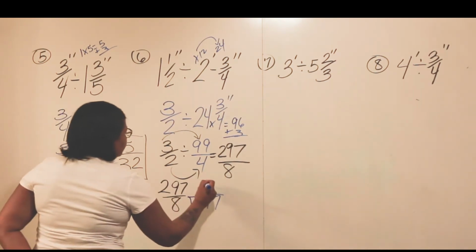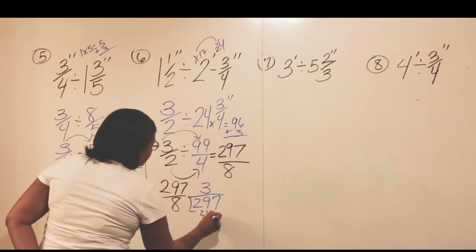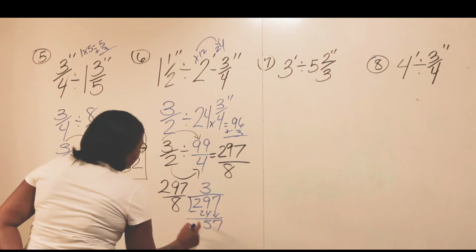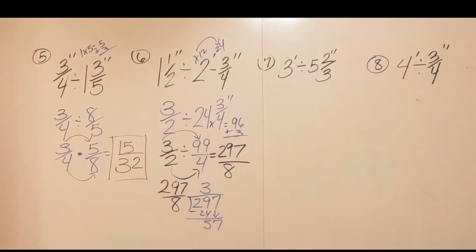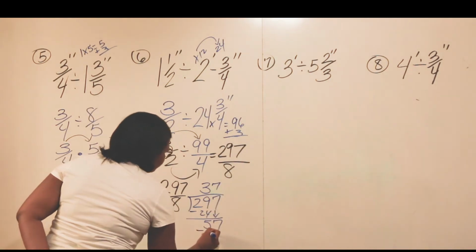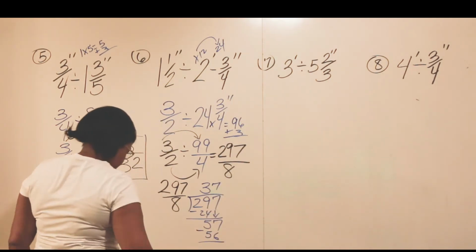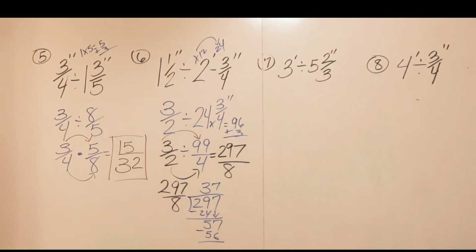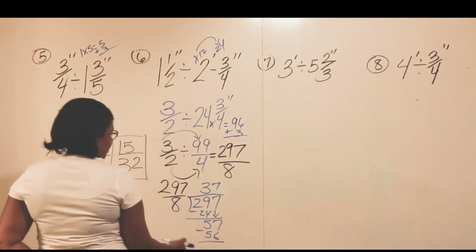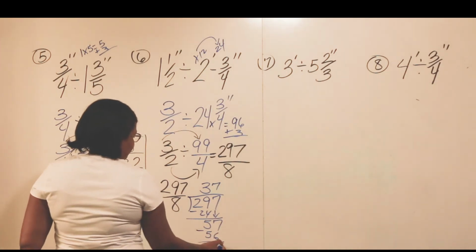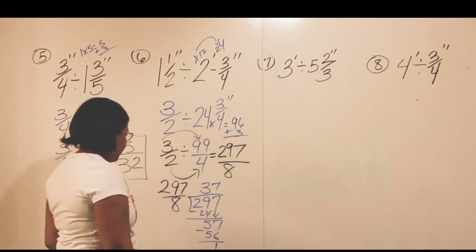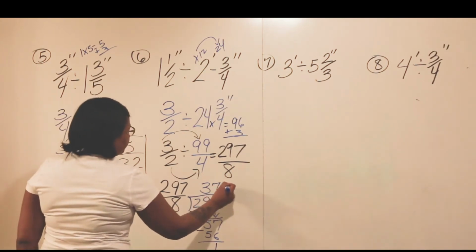3 times. So we subtract 24, which leaves us with 5. If we drop that 7, because 8 can't go into 5, 8 goes into 57 7 times, because we have to subtract 56 from that. Getting low. We subtract 56 from that, we're left with 1. So 37, 1. Yep, there's my whole number.